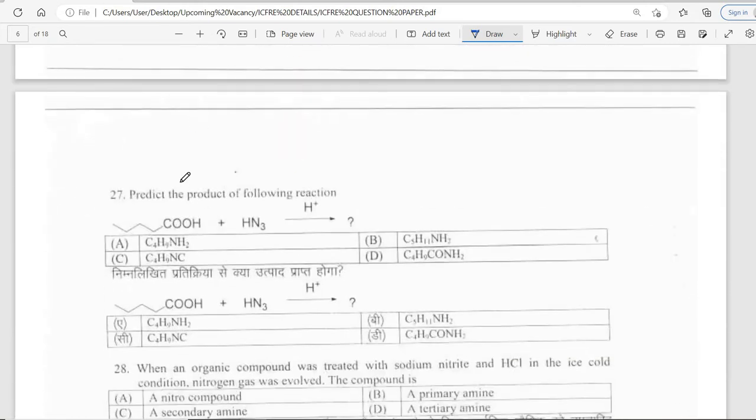Next one is 27. Predict the product of the following reaction when an acid reacts with hydrazoic acid HN3 in acidic medium. It's the Schmidt reaction. The carboxylic acid group forms an isocyanate intermediate, and this intermediate is hydrolyzed by water to form the primary amine. The COOH group is changed into NH2. That means it's a step-down reaction, where one carbon atom is lost and changed into NH2. There are 5 carbon atoms in the starting compound, so generally we have to get only 4 carbon atoms. So option A is the correct answer. The other option is not correct, since there one carbon atom increases.